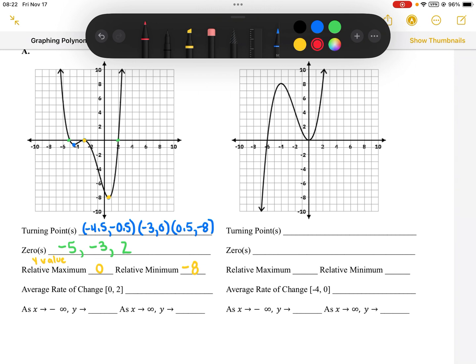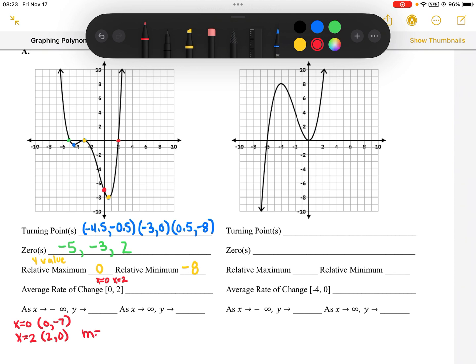Now for average rate of change, you need to look at average rate of change from 0 to 2, and these are our x values. So x equals 0 and x equals 2. I'm going to need to find those ordered pairs. When x equals 0, my ordered pair is right here. That's going to be 0, -7. And then when x equals 2, my ordered pair is 2, 0.